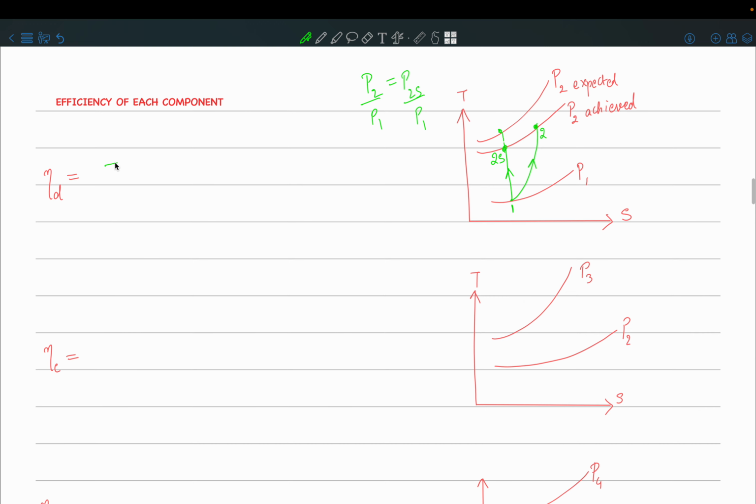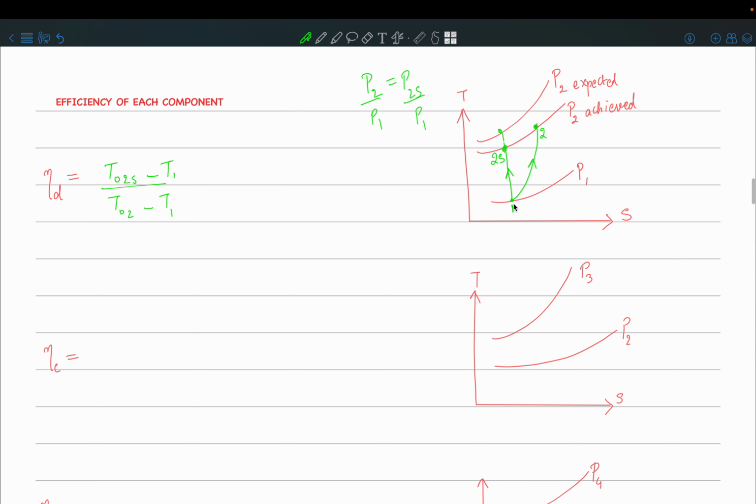Okay, so I guess you're saying the same thing. T0 2S minus T1 divided by T0 2 minus T1. So here 1 is the common state between them, right? And always remember, efficiency can never be more than 1. Efficiency has to be less than 1.